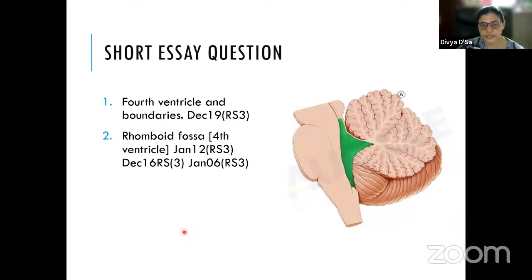Okay, so the next short essay question is the fourth ventricle and its boundaries. It was asked in the December 19 RS3 paper, and a part of it, like the rhomboid fossa, which is nothing but the floor of the fourth ventricle, was asked in January 12, December 6, January 6, December 16, and January 6, RS3 batch. So it's a very common question in the university exams.